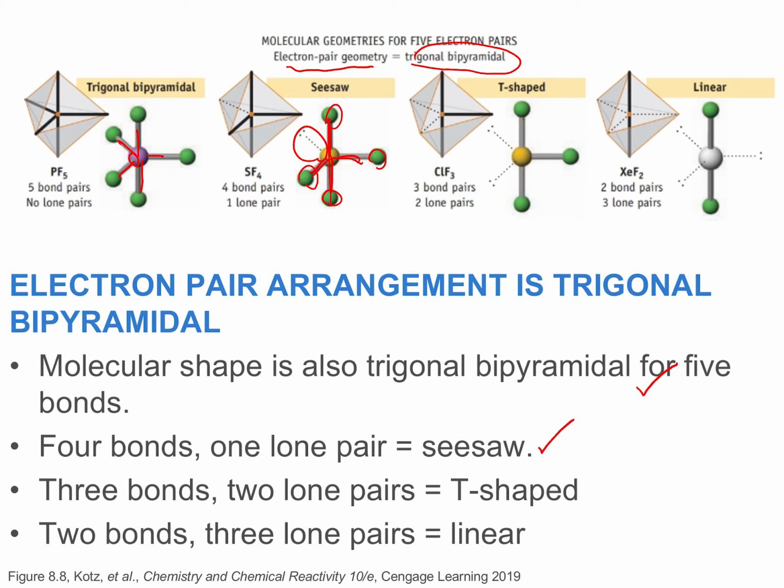What if we have ClF3? We do still have our 1, 2, 3, 4, 5, which is why we call this trigonal bipyramidal. But 2 of these are lone pairs. So if we just look at the atoms, we have a T-shape. The molecular shape for ClF3 is T-shaped. What about xenon difluoride? Again, we've got 1, 2, 3, 4, 5, but 1, 2, 3 of these electron groups are lone pairs. So if we just look at the shape, it is linear.